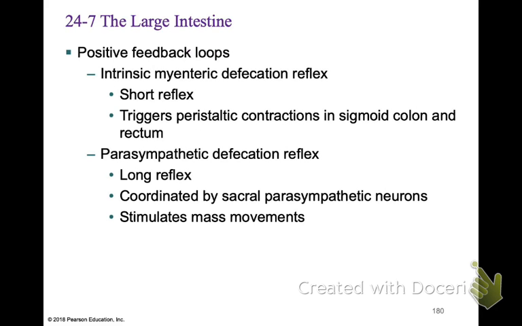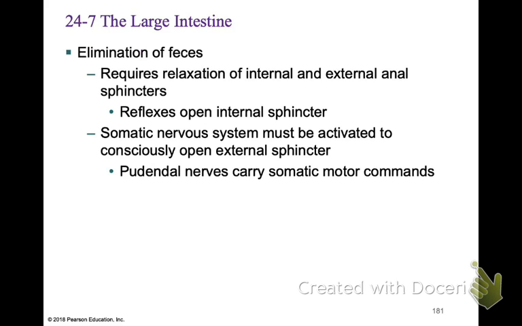All right, so we have some positive feedback loops. We have those short reflexes. Remember, those are just managed locally through local nerve reflexes. And they're going to just keep peristalsis going. And then parasympathetic, remember, is a long reflex because it's coordinated through the central nervous system. In the sacral region of the spinal cord, you have parasympathetic neurons that are receiving stretch impulses from the rectum, and that's going to stimulate defecation.